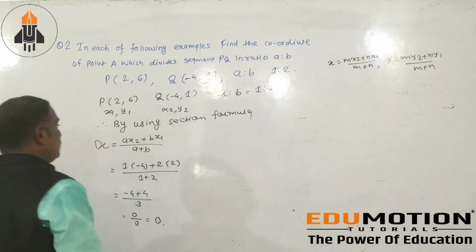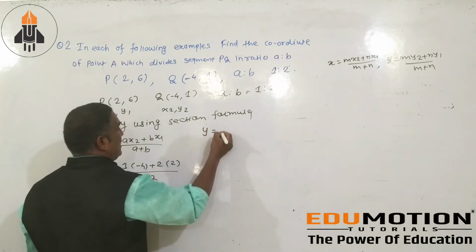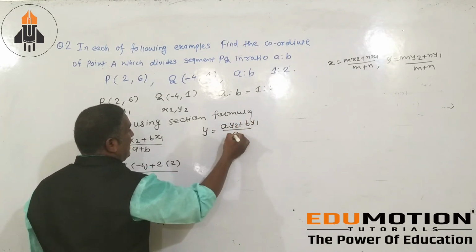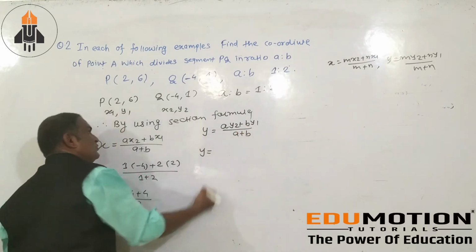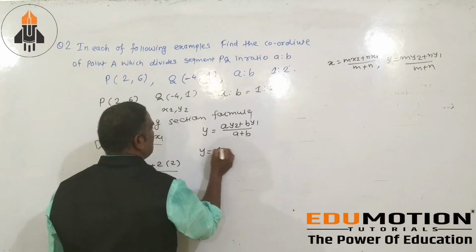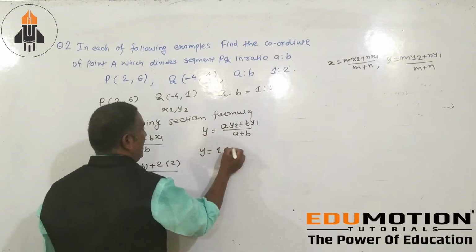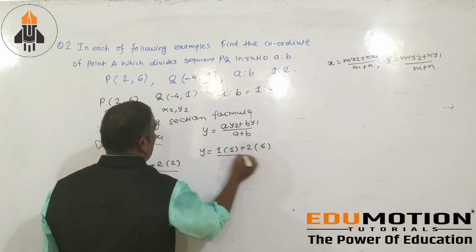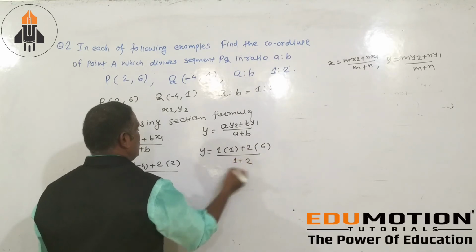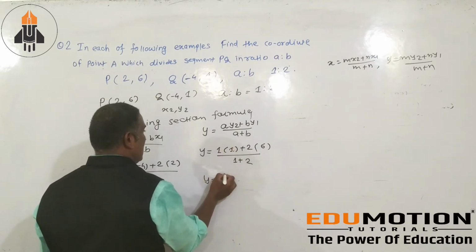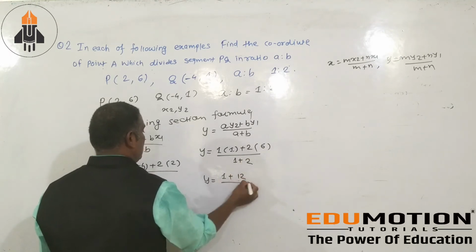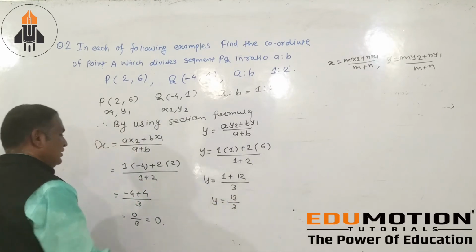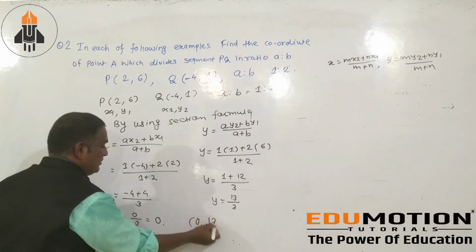That is the x coordinate. Then we have to find the y coordinate. Y equals to, we write a y2 plus b y1 divided by a plus b. What is the value of a? 1. y2 is 1, b is 2, y1 is 6, divided by a plus b, which means we write 1 plus 2. Y equals to 1 into 1 is 1, 2 into 6 is 12, 1 plus 2 is 3, so 13 by 3. This means the coordinate of this point is 0, 13 by 3.